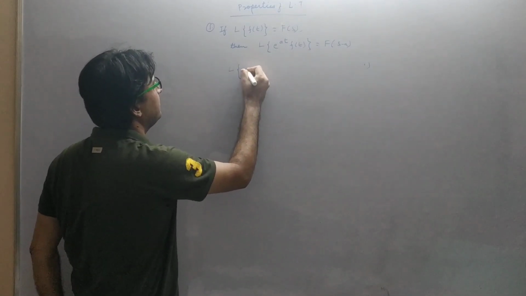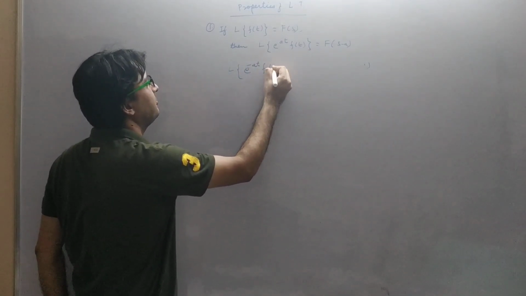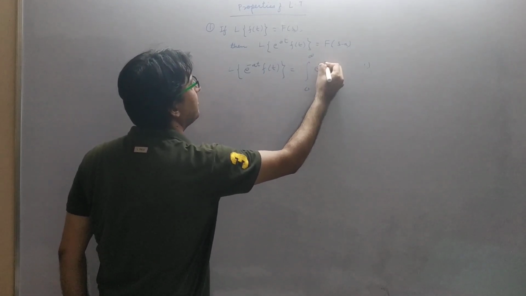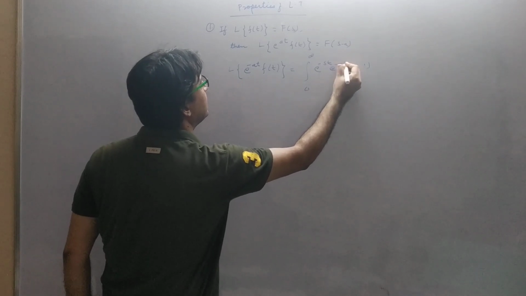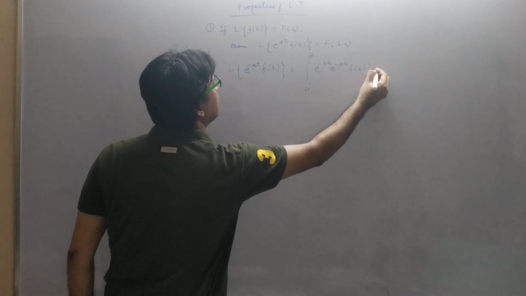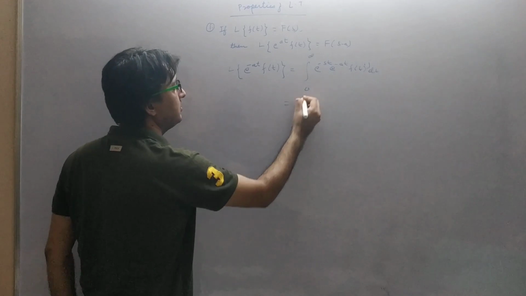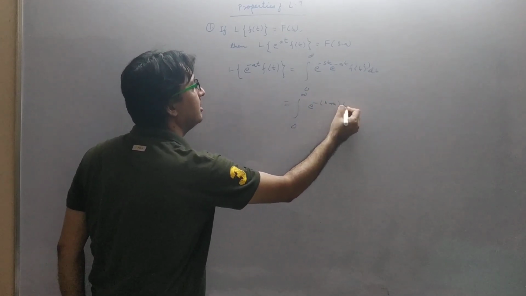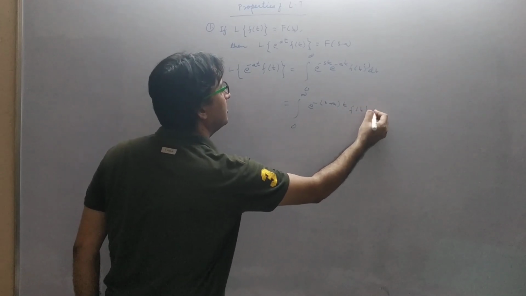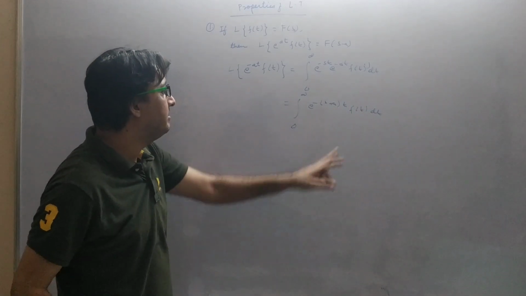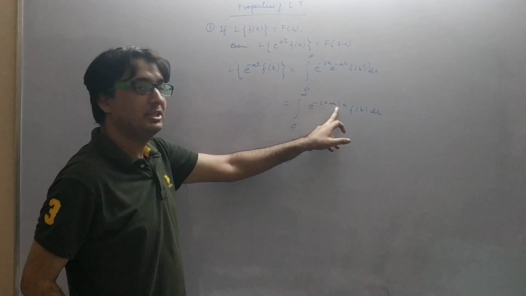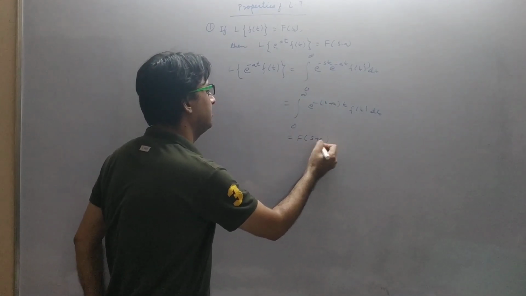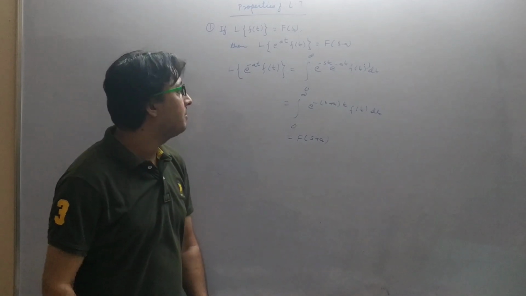Laplace transform of e to the power minus at f(t) is equal to integral 0 to infinity e to the power minus st e to the power minus at f(t) dt. So this becomes integral 0 to infinity e to the power minus (s plus a) t f(t) dt. So we have just now studied whatever will be the coefficient of minus t, that will be the transform. So this is again the shifting property.